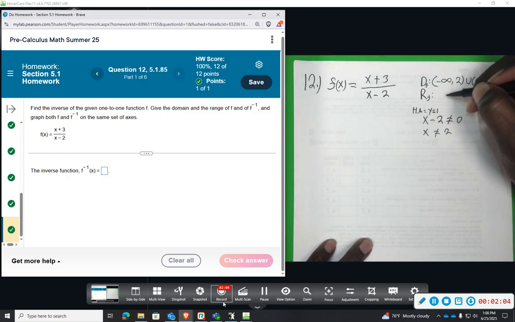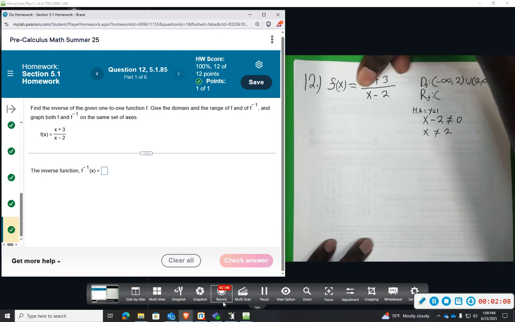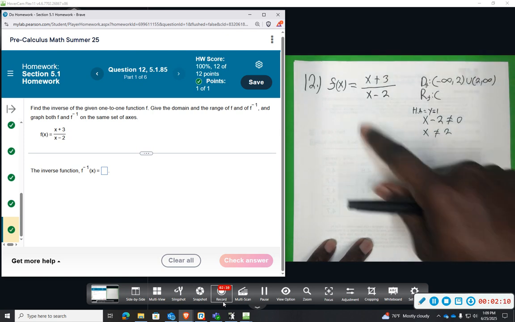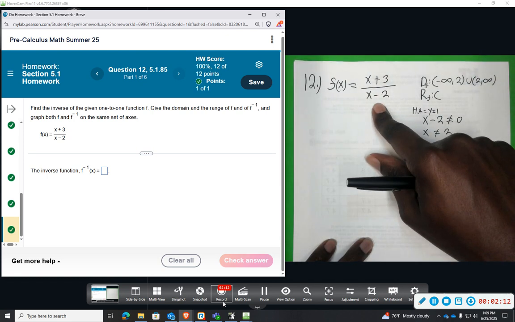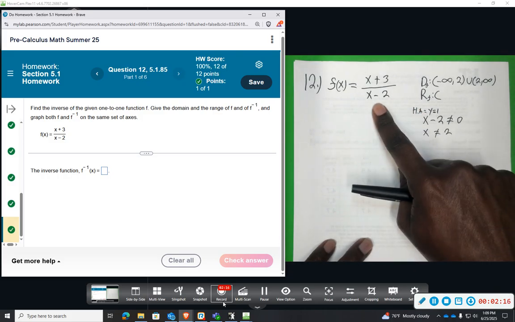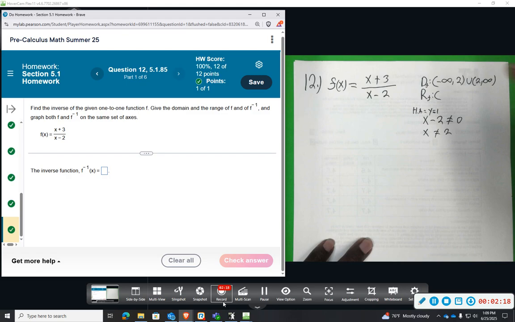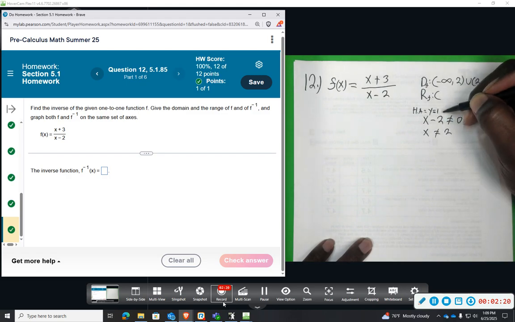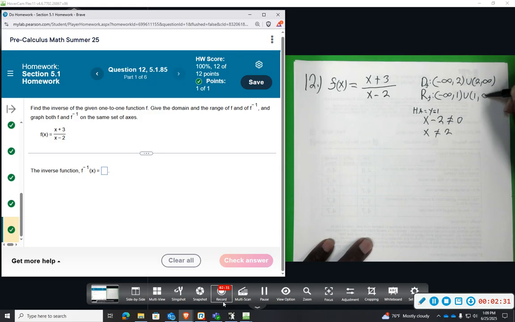So for our range, in the other problems, they didn't have this. We just had a number on the top, so we didn't have a horizontal asymptote, or it was 0. Whenever the bottom is greater, there won't be one. But in this case, we're going to have a horizontal asymptote of 1, so that would be removed from our range. So that would be negative infinity to 1 union 1 to infinity.